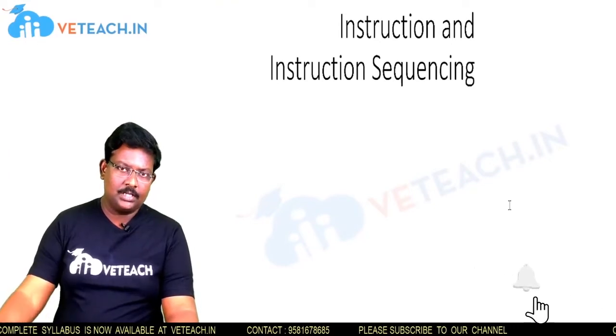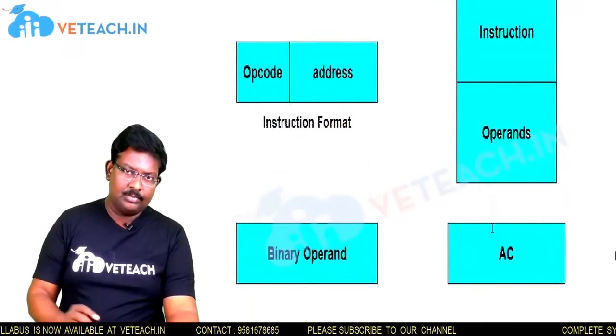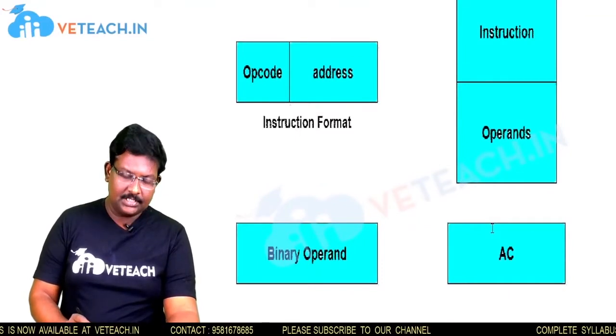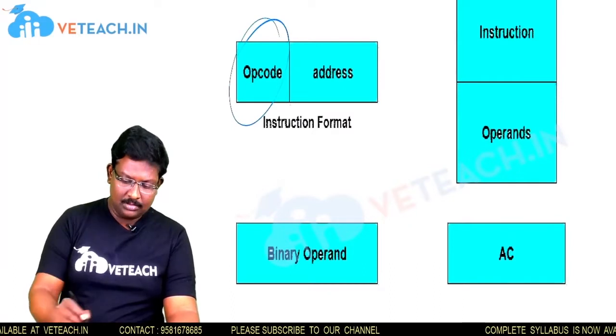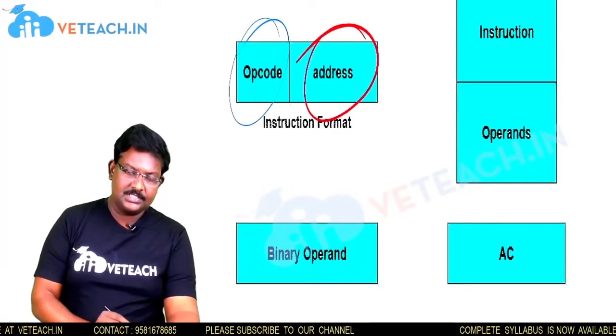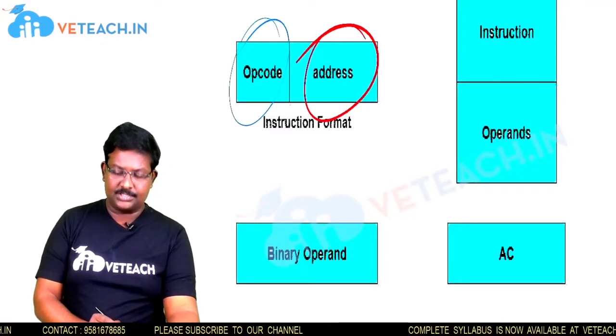Today we are going to discuss instruction and instruction sequencing. So how will a computer instruction be represented? You can see here how the computer instruction is represented. The computer instruction is represented in two halves, opcode and address. This is the representation of a basic computer instruction.